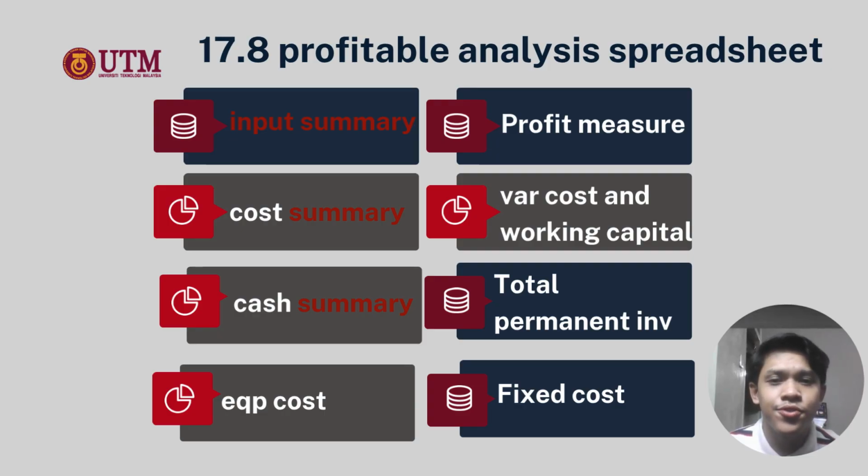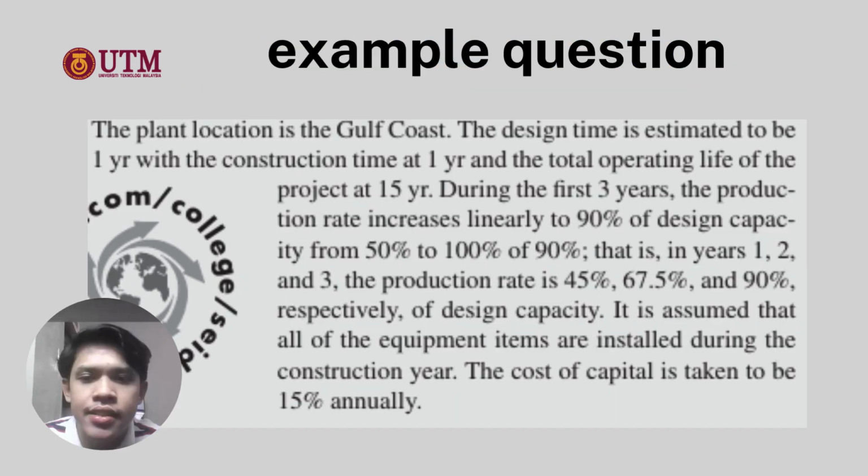So next we move to the profitability analysis spreadsheet. In this section, we will do all this calculation in Excel. The subtopics in the Excel calculation are input summary, profit measure, cost summary, variable cost and working capital, cash summary, total permanent investment, equipment cost, fixed cost, and so on. So we will go through all these calculations in Excel.